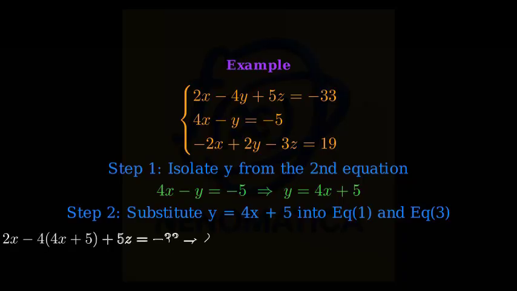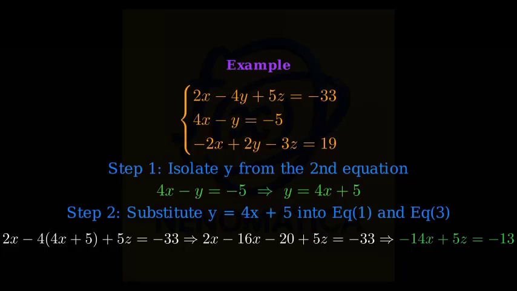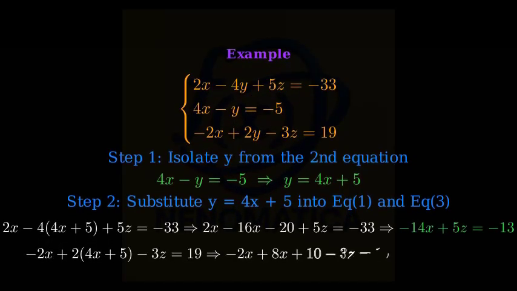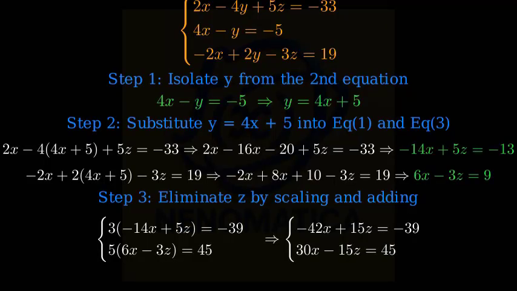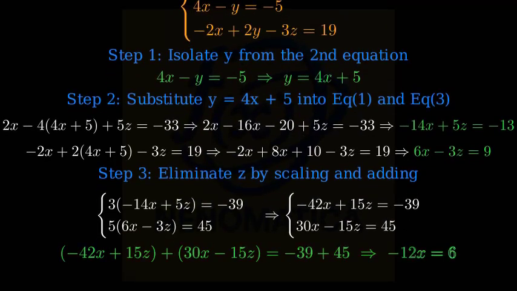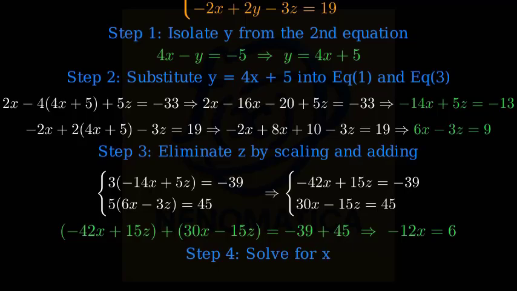After simplifying the first, 2x minus 16x minus 20 plus 5z equals negative 33, so negative 14x plus 5z equals negative 13. For the third, negative 2x plus 8x plus 10 minus 3z equals 19, so 6x minus 3z equals 9. Step 3. Multiply the first simplified equation by 3 and the second by 5 to align the z terms. Then add the two equations to eliminate z.